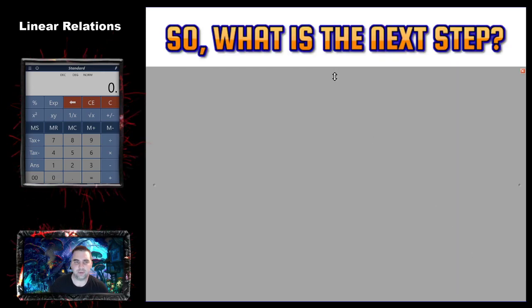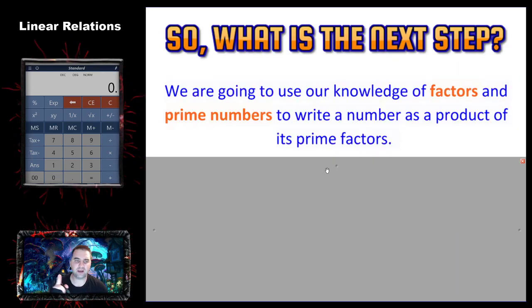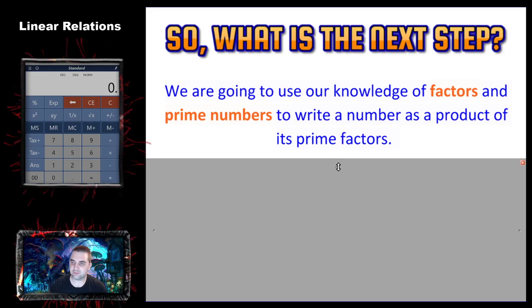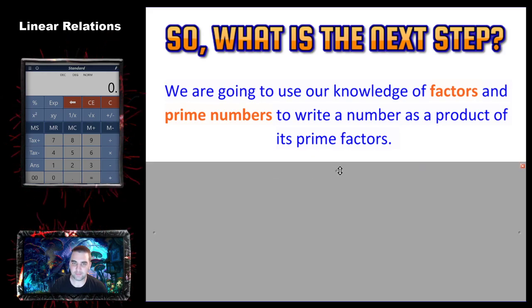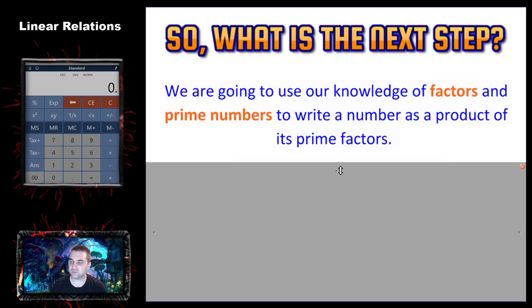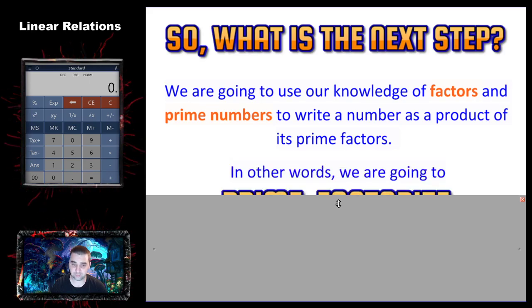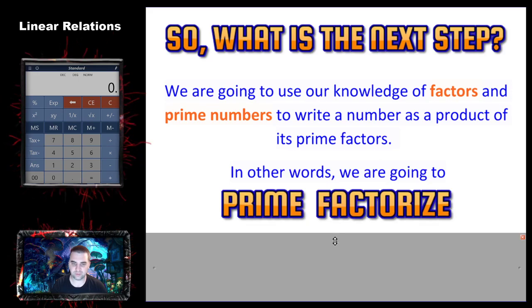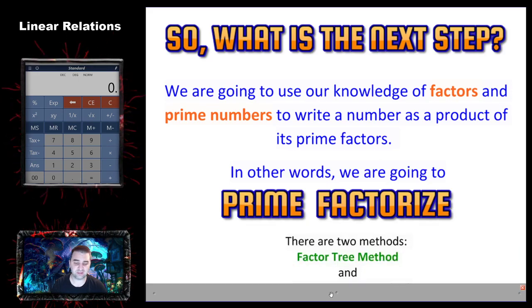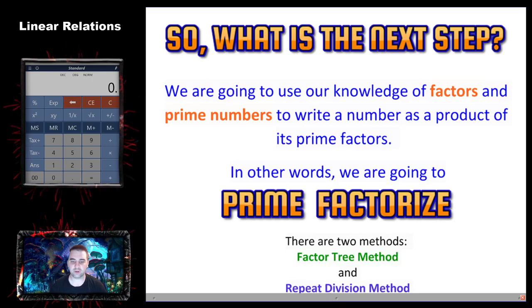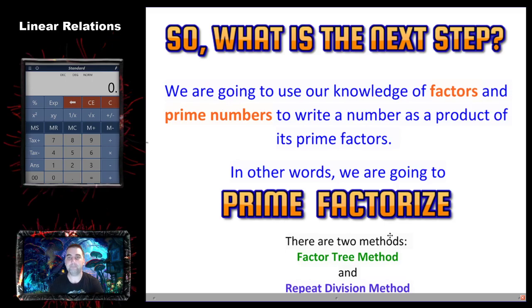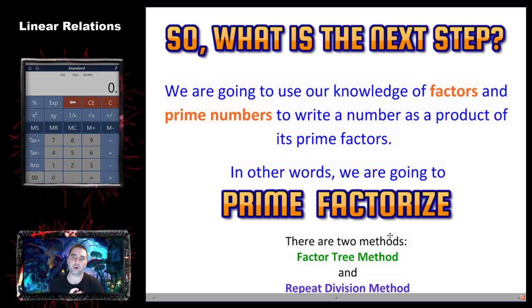So what's the next step? Well, we're going to use our knowledge of factors and prime numbers to write a number as a product of its prime factors. You don't have to understand all this language right away. Basically, what I'm saying is we're going to break down big numbers into smaller numbers and show that they are the same. In other words, that means we're going to prime factorize. There are two methods we're going to look at: the factor tree method and the repeat division method. Both of them are perfectly fine. Both of them work well.